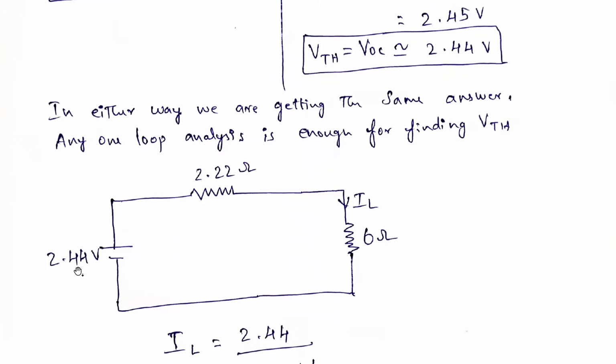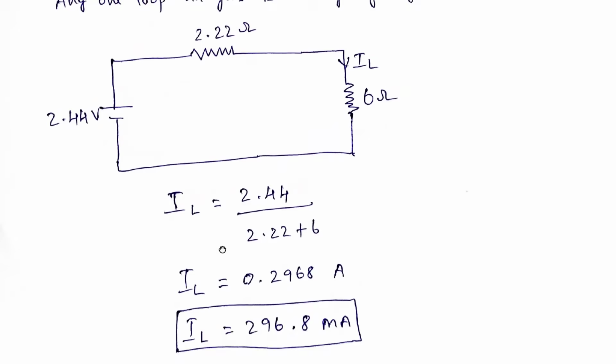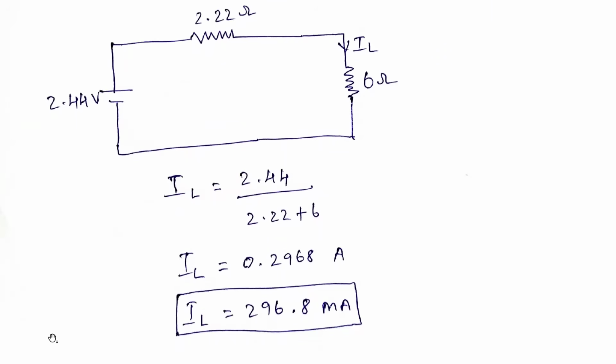So now VTH is there, and RTH. VTH is 2.44 volts. RTH we calculated is 2.22 ohms. And the load resistance is 6 ohms, so that also we are considering. Here we need to find out IL, the current across points A and B, because we are considering this point as A and this point as B.